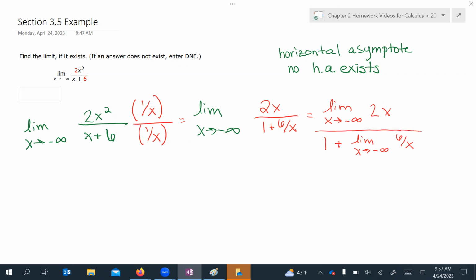The denominator is going towards 0. And so I'm going to end up with a -2 times infinity, or negative infinity.